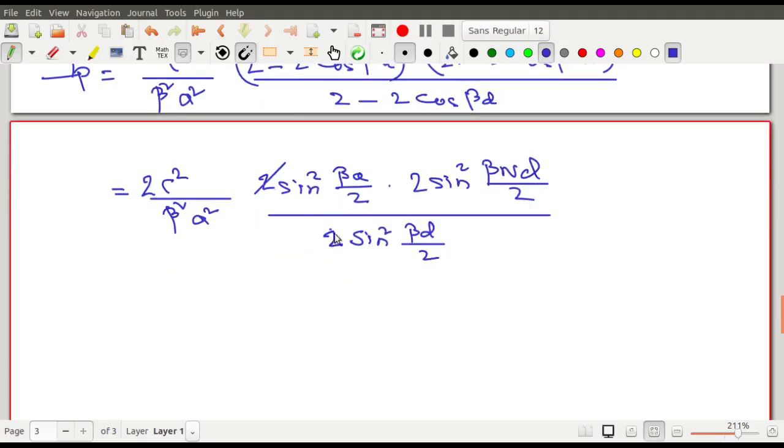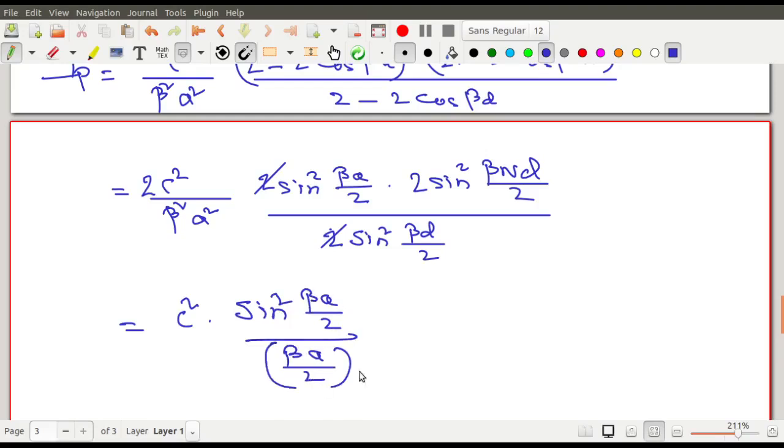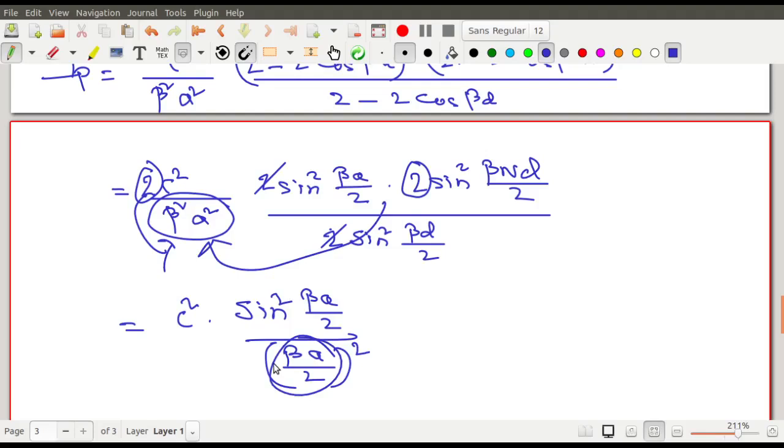Again you see that these 2 and these 2 get cancelled, and I have a 4 over here now. Now that will help me to adjust something. So I write over here c square, I write over here c square, and then I write sin square beta a by 2 divided by beta a by 2 whole square. Try to understand, did you get it? Beta a you get from here, and there is a 2 and there is a 2, that is 4. You take both of them to the denominator. So that is 4, so beta a by 2 whole square. So that is this term, beta a by 2 whole square. Purely understood.